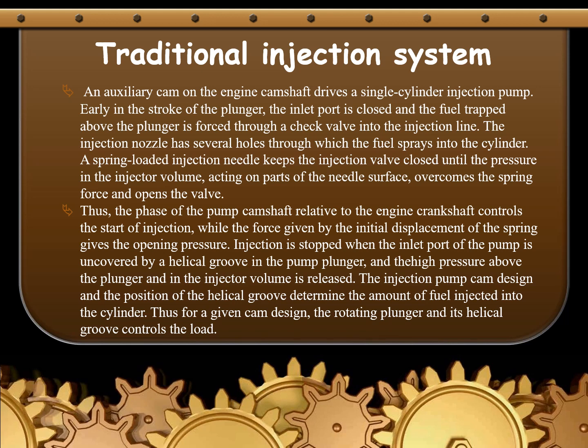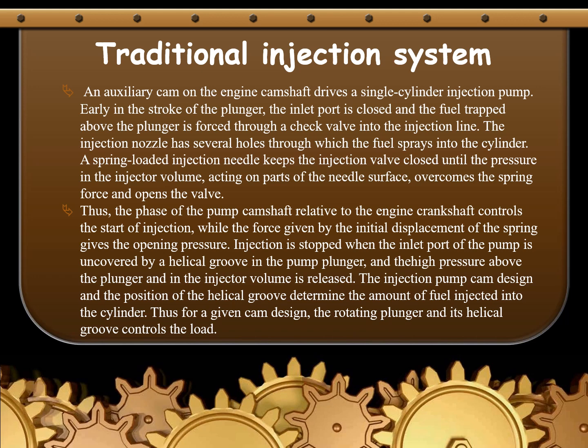Already I told you about the traditional injection system, in which an auxiliary cam of the engine camshaft drives a single cylinder injection pump. During the stroke of the plunger, the inlet port is closed and the fuel is trapped above the plunger. It is forced through the check valve into the injection line. There are many problems created during the injection. The injection nozzle has several holes through which the fuel sprays into the cylinder. The spring-loaded injection nozzle keeps the injection valve closed until the required pressure is reached.